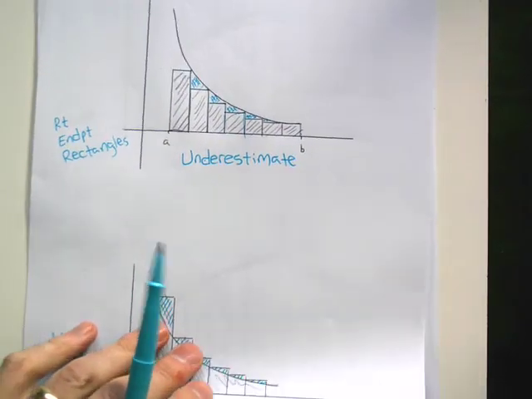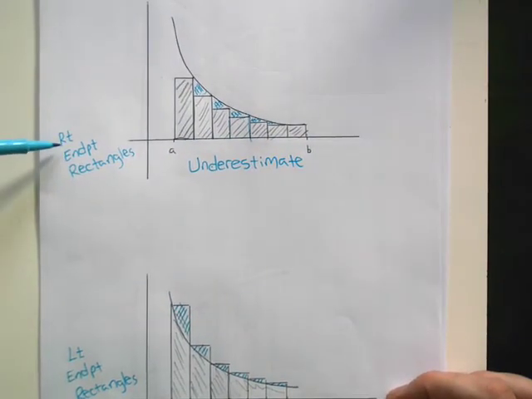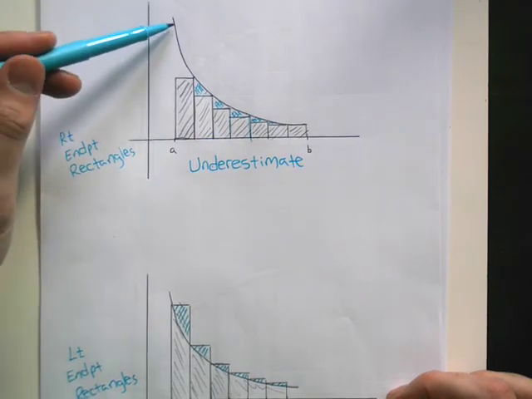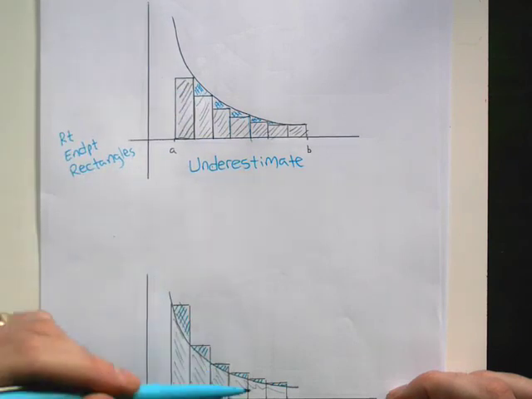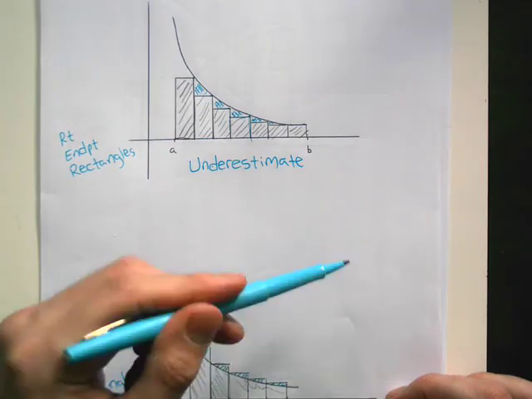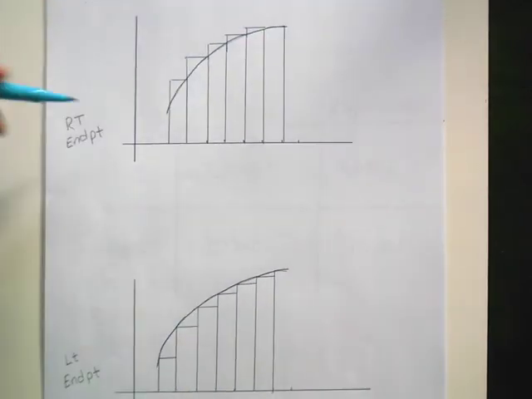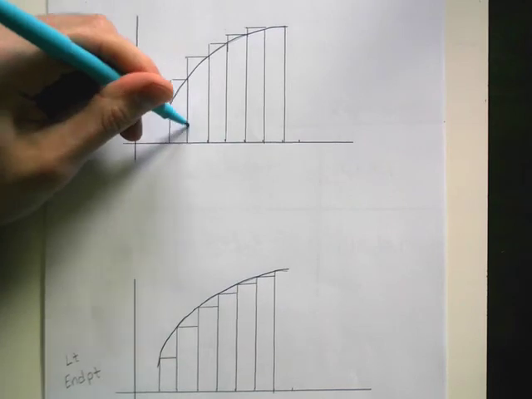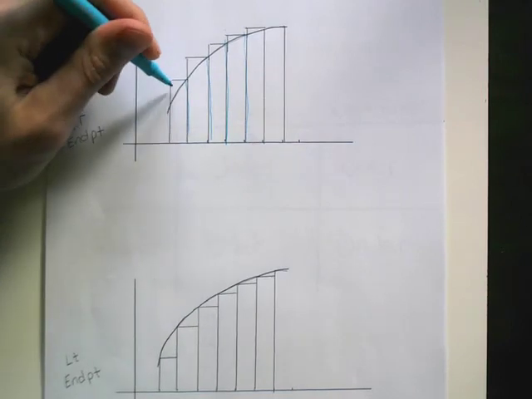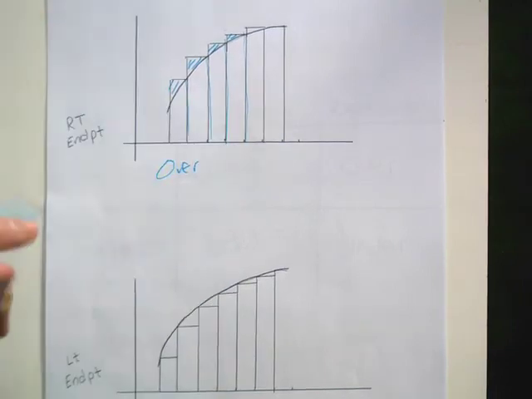I just want to show you really quickly on the next sheet that just because you have right endpoint rectangles doesn't always mean it's going to be an underestimate. It depends on the concavity of the curve. For example, these curves are concave up, like a U shape or a bowl shape. If I have a curve that's concave down, my right endpoint rectangles, meaning all these rectangles meet the curve at the right endpoint of their rectangle, this is all excess area. So this would actually be an overestimate.